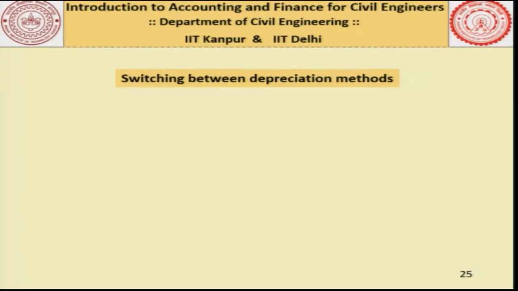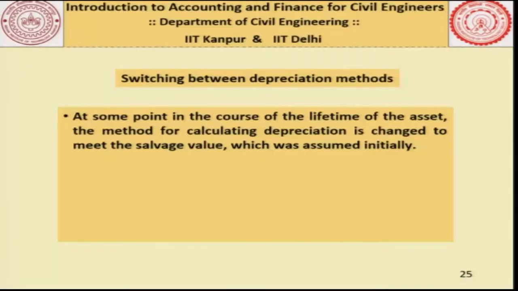Now, as far as the paradox of having different salvage values at the end of the service life is concerned, that is sometimes resolved using switching between depreciation methods. What that switching means is that at some point in the course of the lifetime of the asset, the method for calculating the depreciation is changed to meet the salvage value which was initially assumed. So, this is a matter of working backwards to some extent and trying to ensure that the salvage value initially assumed is not different from what is actually obtained at the end of the service life.